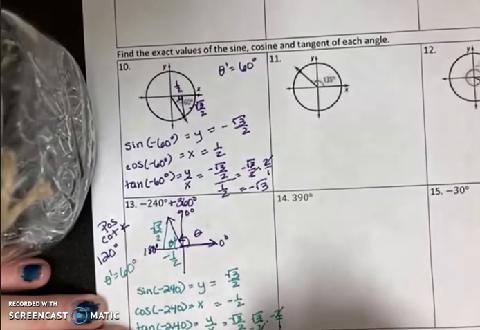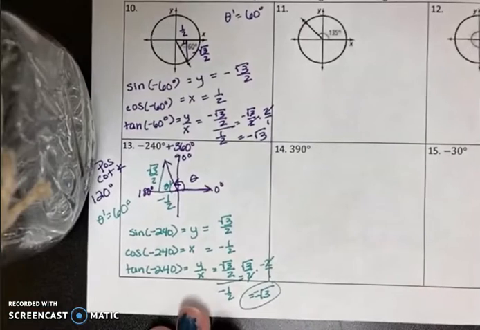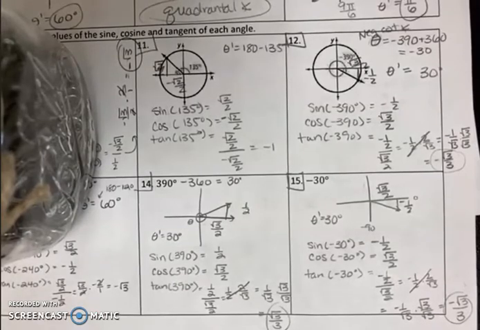And that gives me a negative root 3. Oops, sorry about that. I scooched it up so you can see it now. Go ahead and pause the video, try 11, 12, 14, 15, and hit play when you're ready to check. Go ahead and pause the video, check all of your work.